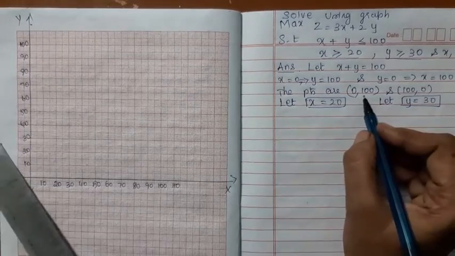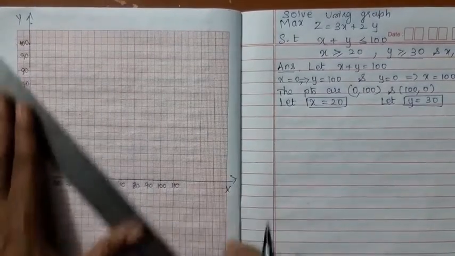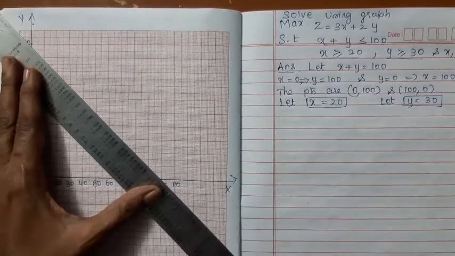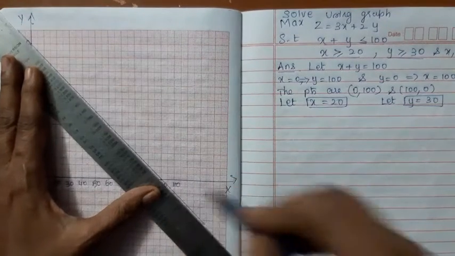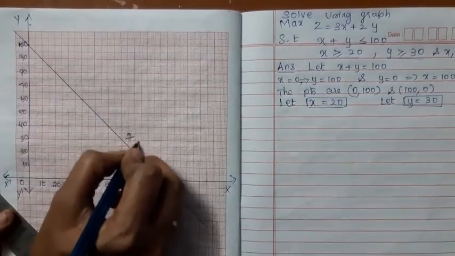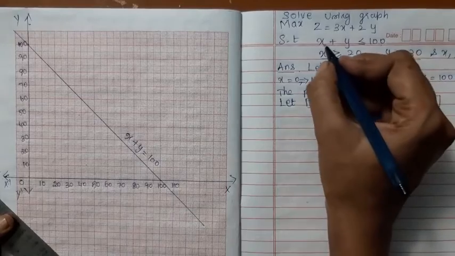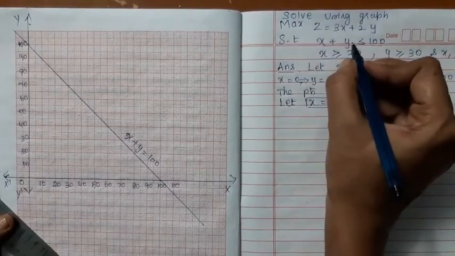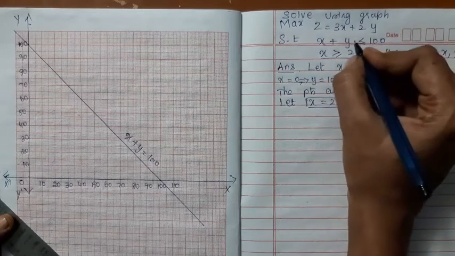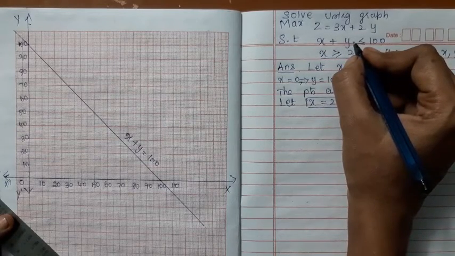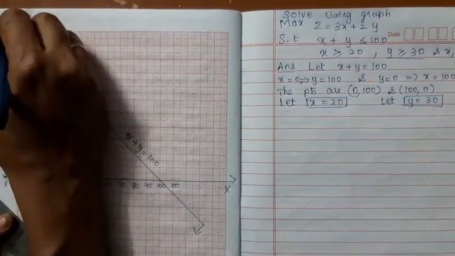So the points for the first constraint are 0, 100 and 100, 0. Let me join these 2 points by means of a straight line so that I get the first equation. Let me write the name of the equation upon the line. Consider the origin as the testing point. Go to the constraint, put x equal to 0, y equal to 0. You get the answer as 0. Your constraint says the answer on the left should be less than 100. Yes, it is less than 100. So put an arrow mark towards the origin.